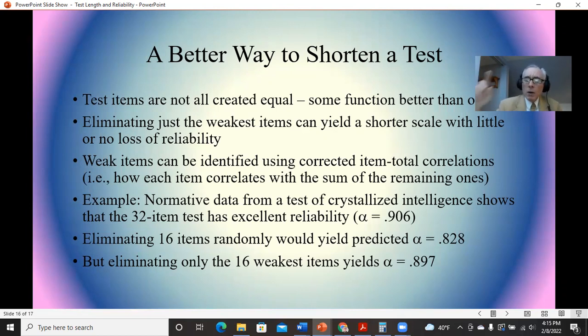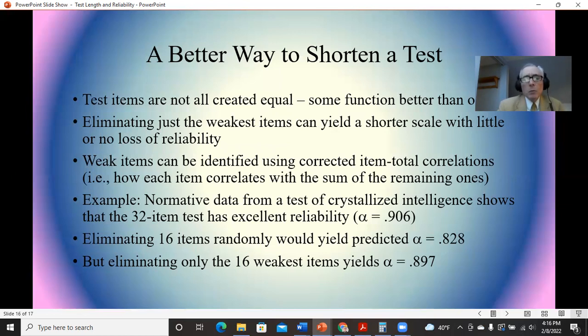But when I ran the item total correlations and flagged the 16 weakest items, none of them were terrible, by the way, except a few that had very little variability. But I eliminated just those 16 weak items, and the reliability only dropped to 0.897. So if you're rounding, you're going from 0.91 to 0.90, which is not much of a loss.